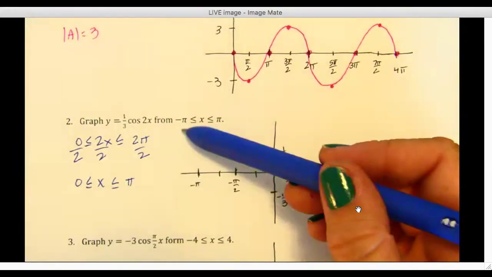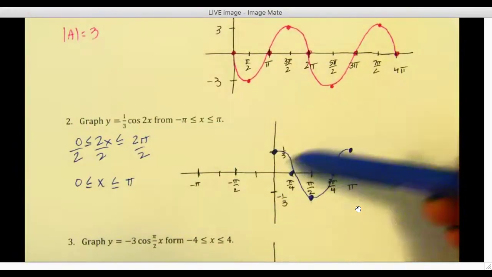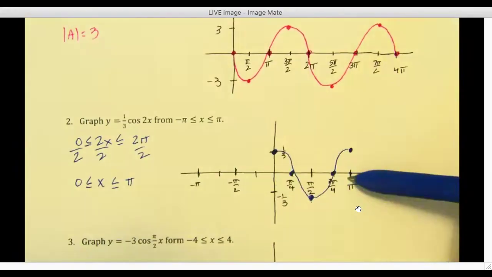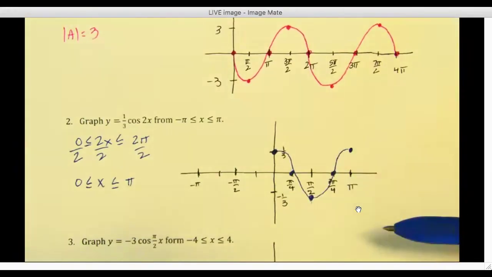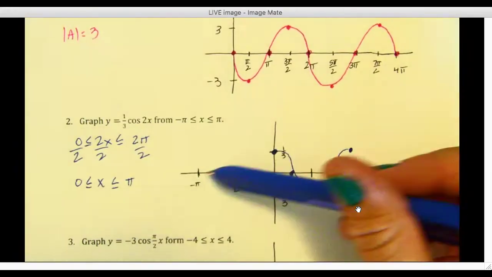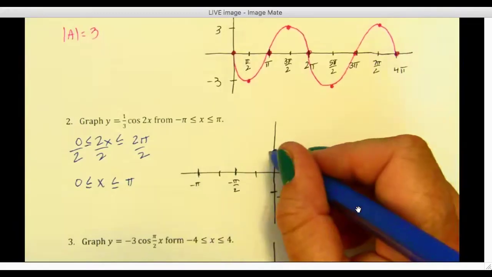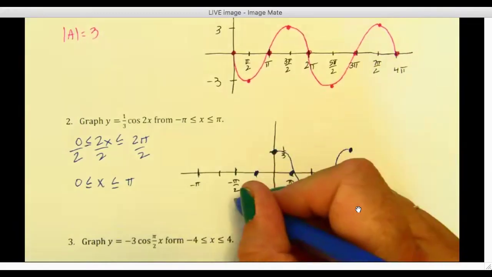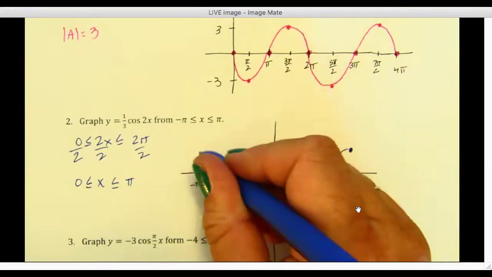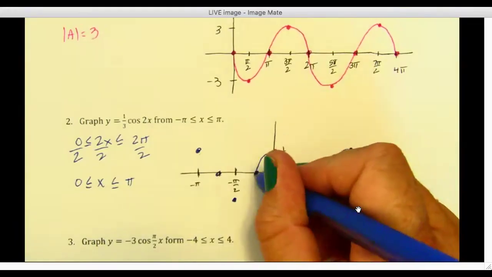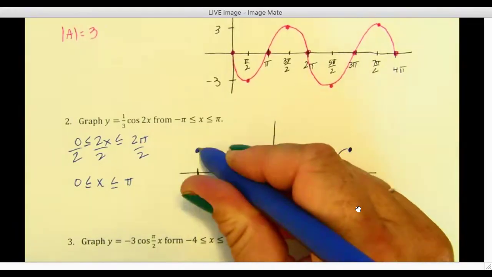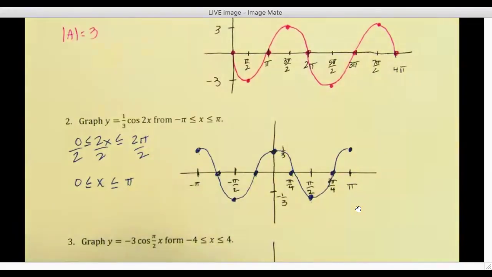Now they asked us to graph from negative pi to pi. So from 0 to pi was our start and end for this graph. I'm going to copy and paste the same thing over here. So following that same pattern, 0, minimum, 0, maximum. And so we can see two periods of that cosine graph there.